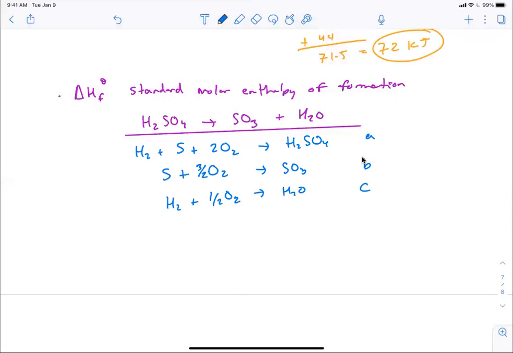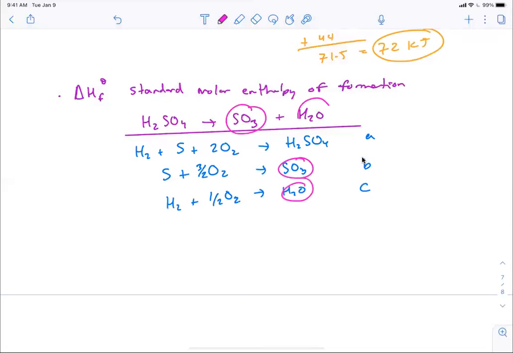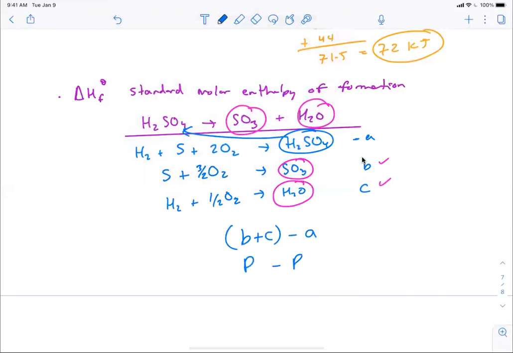Now, because it's formation, notice that the species that are formed in the overall reaction are also the species that are formed in the enthalpy of formation reactions. So those two ones will stay the same. The ones that aren't being formed, the ones that are being broken up, become the opposite. So this is B plus C minus A, or otherwise known as products minus reactants. Now you have to do the coefficients as well. Don't forget to multiply by the coefficients, but that's the main idea.